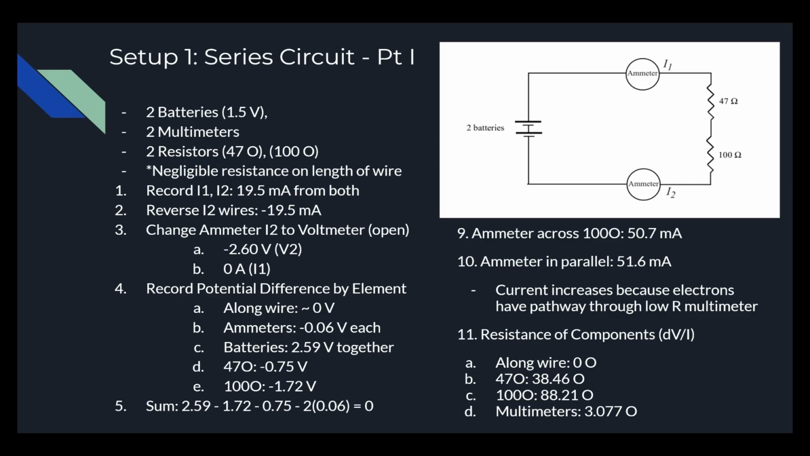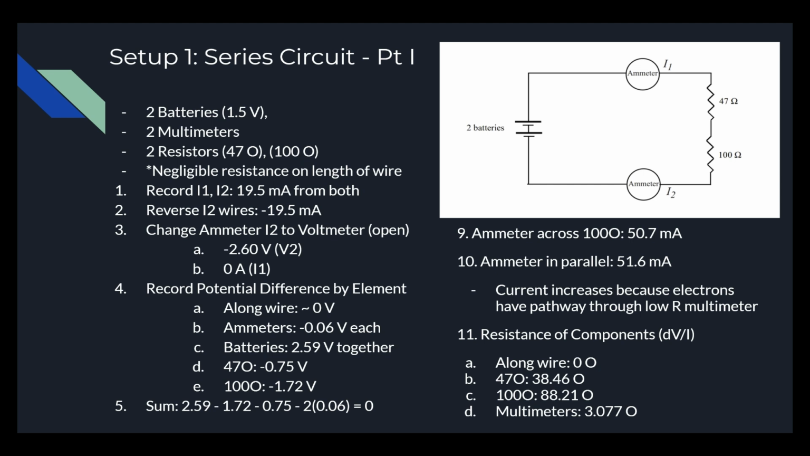Recording the potential difference across each element. The ammeters have a little bit of a change in the voltage. The batteries add some voltage, and then the two resistors take away their own respective amounts. However, they sum up to zero, which we would predict because of that loop rule. The ammeters across this 100 ohm resistor in parallel have a much higher current. And this makes sense because in parallel, these lower resistance ammeters give the electrons a path to travel outside of the 100 ohm resistor, and therefore it would increase that current significantly.